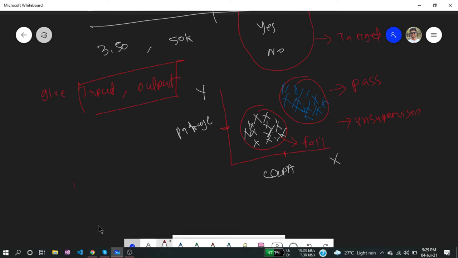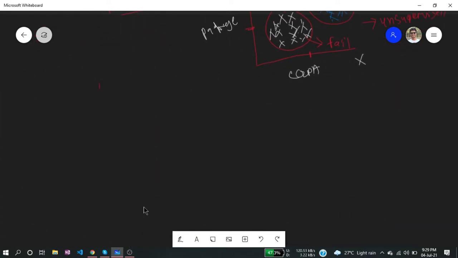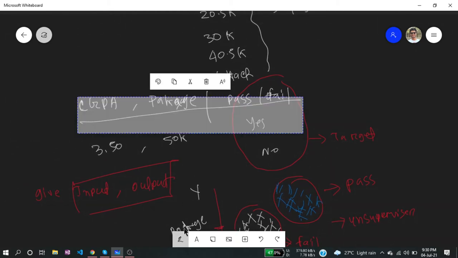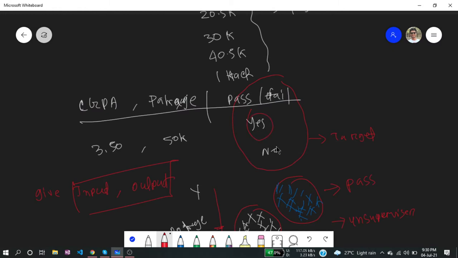But now we are talking about supervised learning. In supervised learning, we have the input data and we have the output data, right? So here's an example. Suppose you have a problem statement: you have the CGPA and the package, and you have to predict whether a student would pass or fail the exam. So you have your output data, yes or no.